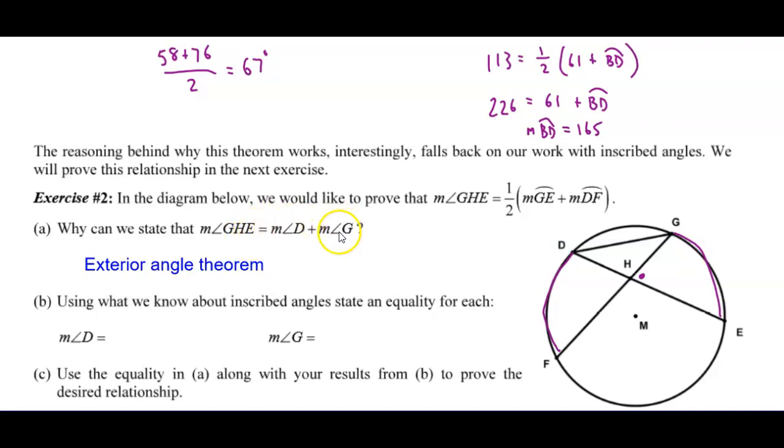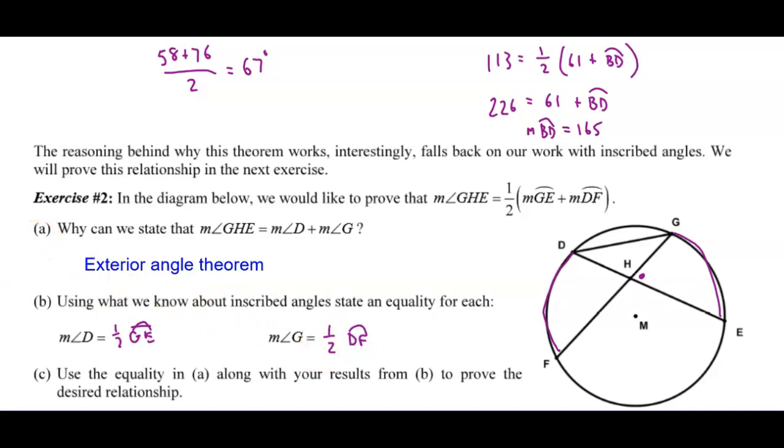Okay? So what can we state about angle GHE as it relates to D and G? Well, it's going to be equal to the sum because this is an exterior angle. If I take triangle GHD and extend it, that extended angle is equal to the sum of the two remote angles. So we have that from the exterior angle theorem. What do we know about inscribed angles? Well, angle D is going to be half of its arc, half of its intercepted arc out here at GE. So 1/2 arc GE. And angle G, if I take that out to its endpoints, is going to be 1/2 of arc DF.